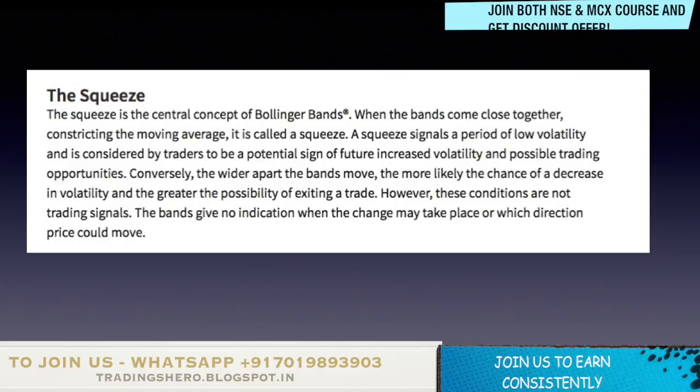Conversely, the wider the bands move, the more likely the chance of a decrease in volatility and the greater the possibility of exiting trades. However, these conditions are not a trading signal. The bands give no indication of when the change may take place or which direction the price could move. So there will be no indication of the trade, but the bands can indicate how volatile the stock or market can be.